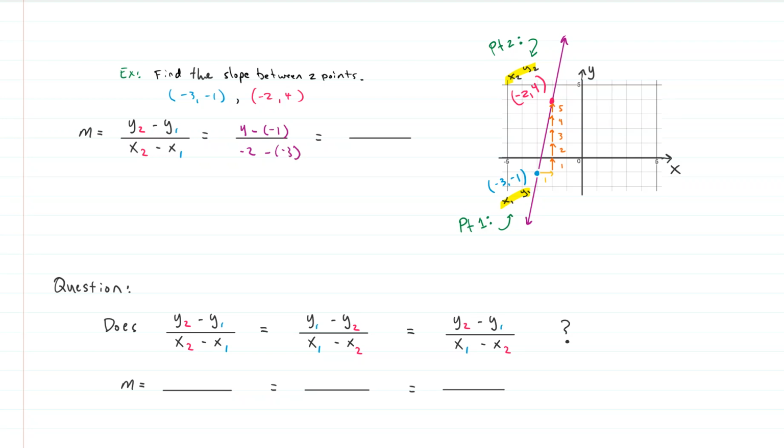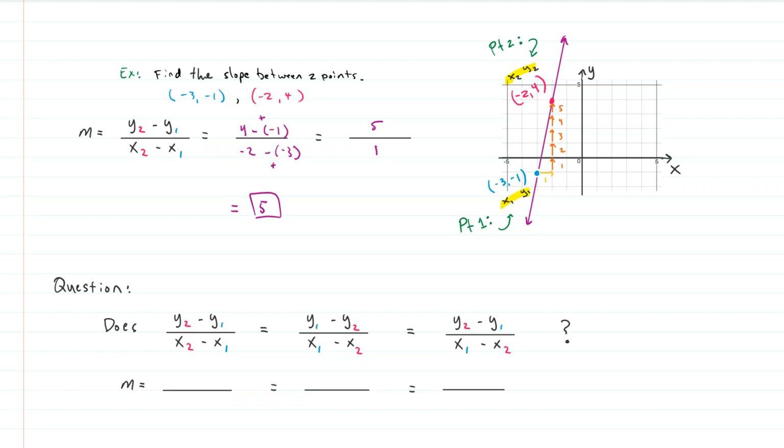The negative and the negative give me a plus in both of these. So I really have 4 plus 1, and in the bottom I have -2 plus 3. So 4 plus 1 gives us 5. -2 plus 3 gives us 1, which just gives us 5. So we have a positive slope of 5.